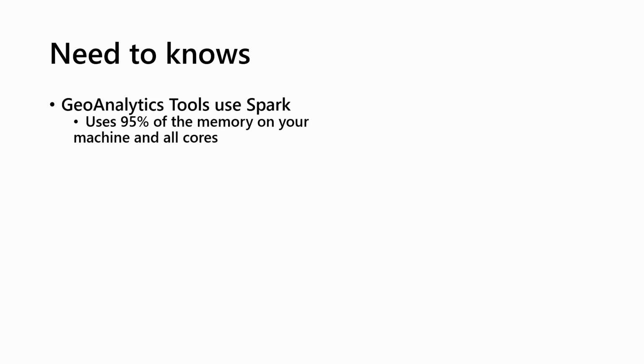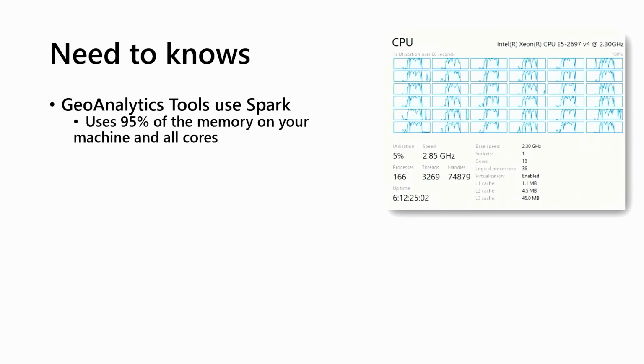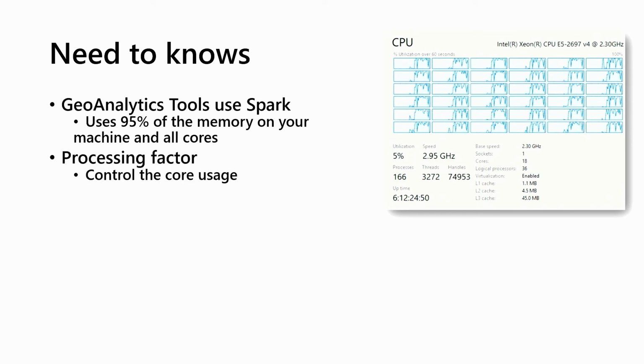GeoAnalytics tools use Spark, so this means that we automatically use 90% of the memory on your machine and all of the cores. For example, when I use this on my huge 36 core machine, we can see that it was actually analyzing on all of those cores. If you want to use less, you can control that through the processing factor that Beth mentioned to control the core usage.